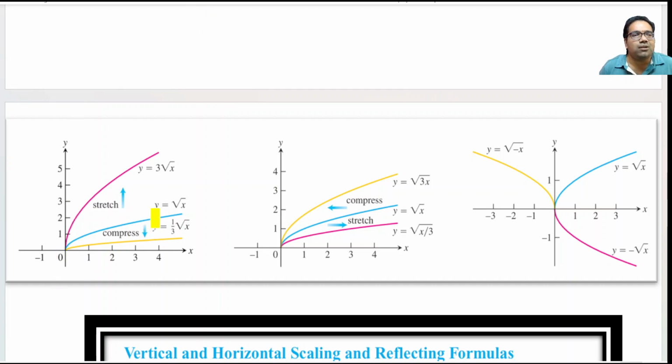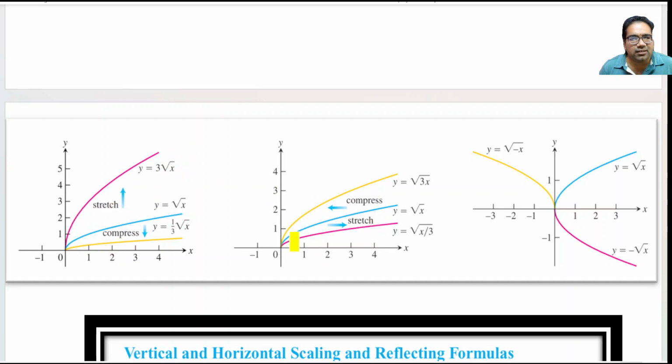When you are multiplying the function with some constant, that means you are stretching if the constant is greater than 1. You are compressing if the constant is lesser than 1. This is stretch and compress in terms of the y-axis. This is function into some constant.